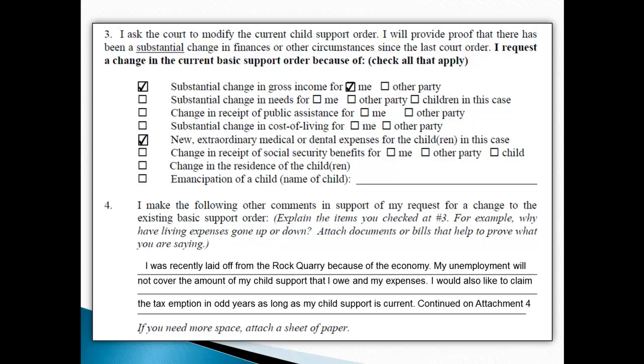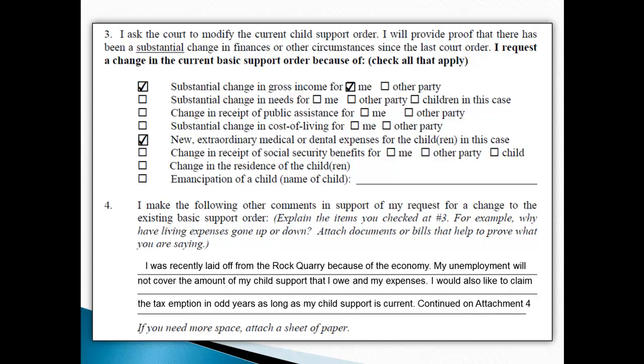Question 4 allows you to give some more detailed information to the magistrate on why the child support order should be modified. As the instructions explain, provide details, and if you have documents to prove your claims, be sure to attach them to your forms. For example, Fred was laid off recently from the rock quarry where he's been employed for the last 15 years. His child support is taken directly out of his unemployment check and leaves him very little income to meet his expenses. He is requesting his child support be modified based on his unemployment benefits, which are significantly less than what he was earning before.